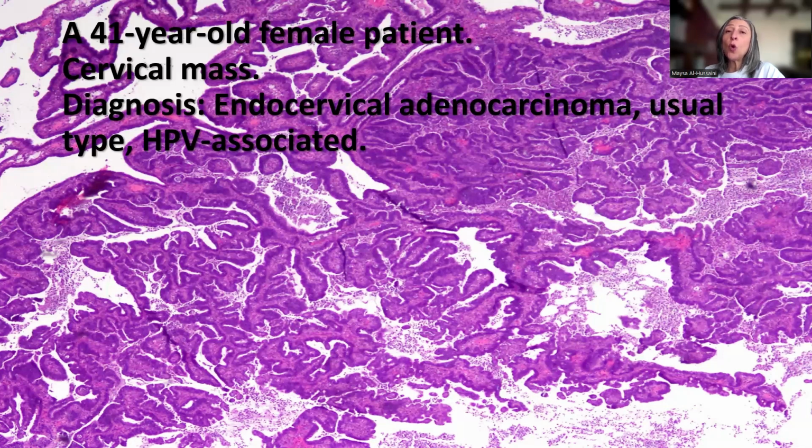Remember that we call the tumors that are linked to high risk HPV infection HPV associated. We don't call them HPV dependent. The phrase that is used by the WHO is HPV associated, versus the tumors that are not linked to high-risk HPV, which are called HPV independent cervical adenocarcinoma.